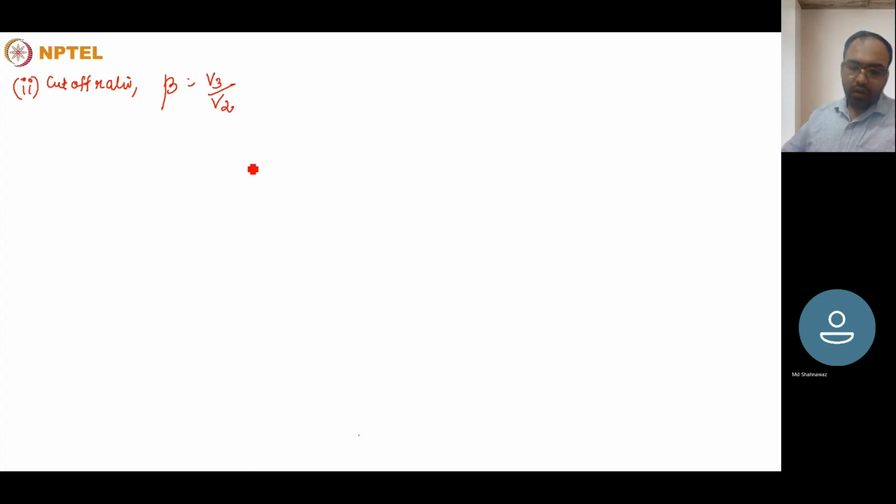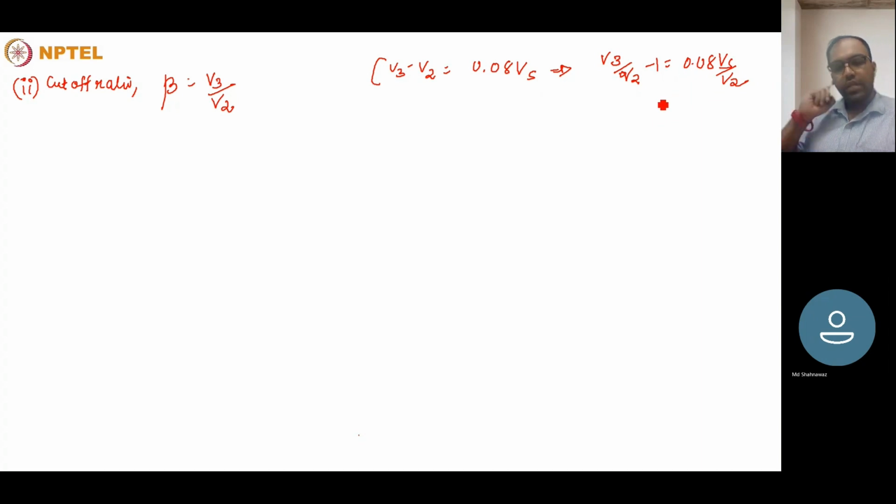V3 by V2. Given V3 minus V2 is equal to 0.08 into Vs. That implies V3 by V2 minus 1 is equal to 0.08 Vs divided by V2. Vs by V2, that is stroke volume divided by clearance volume, will be equal to 0.08 into compression ratio minus 1.